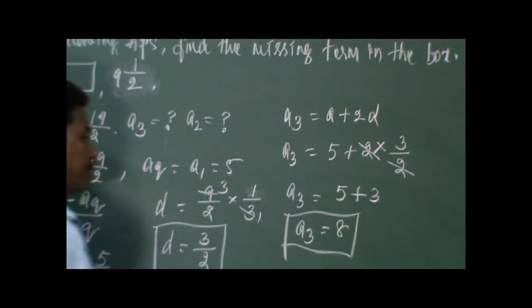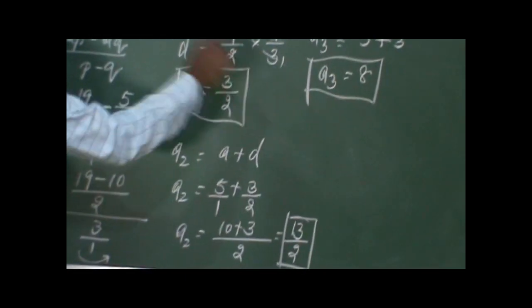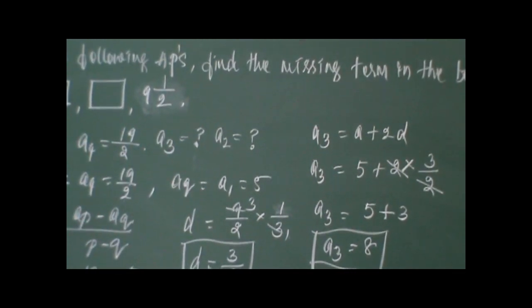So which are the required terms? A2 is 13 by 2 and A3 is 8. This is the method. So next problem.